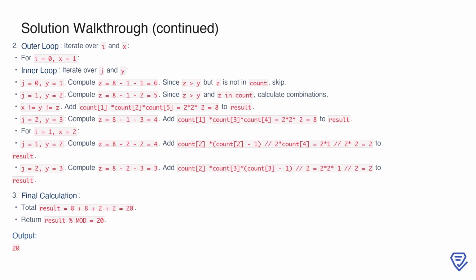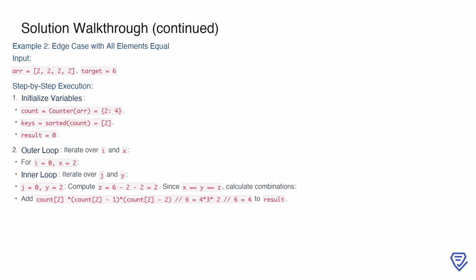Next, when i equals 1 and x equals 2, we process the combinations for y equals 2 and y equals 3. For y equals 2, z is 4, and since two of the values are the same, we add combinations using the formula for duplicates, resulting in 2. Similarly, for y equals 3, z is 3, and we add another 2 to result. After processing all pairs, the total result becomes 20, and we return the result modulo mod, which is still 20.